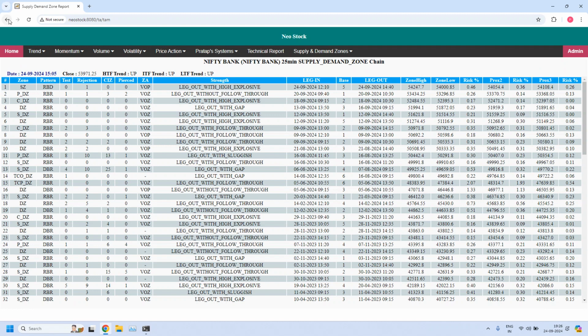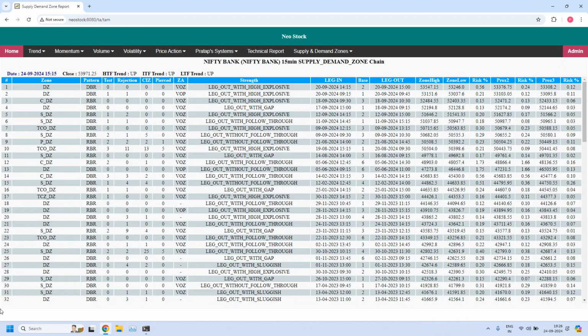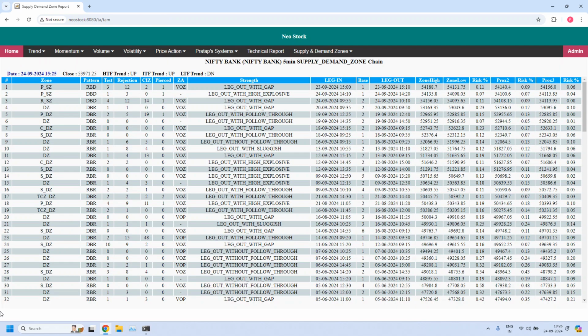The next time frame is 15 minutes, generating 15 minute supply demand zone chain for Bank Nifty. And the next time frame is 5 minutes, generating 5 minute supply demand zone chain for Bank Nifty. Okay, this is about Nifty and Bank Nifty supply demand zone chain.